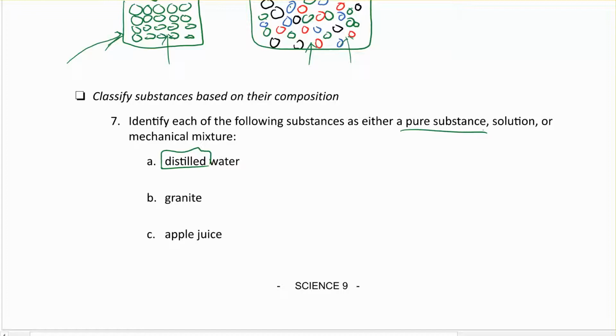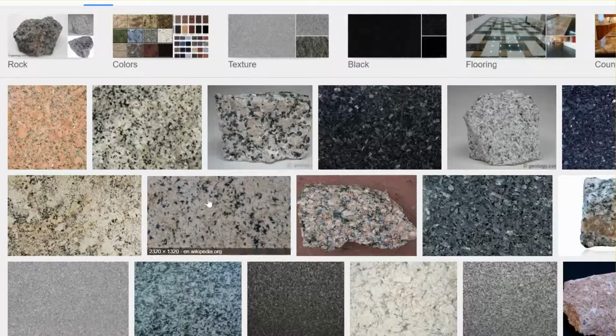Granite. And if you can't think of what granite looks like, the picture helps. This is granite, right? Different pictures of granite. You can see the different parts of it. Granite's made up of a few different types.